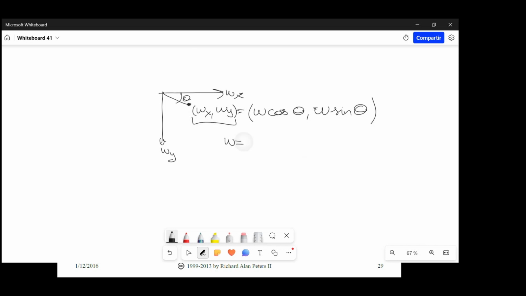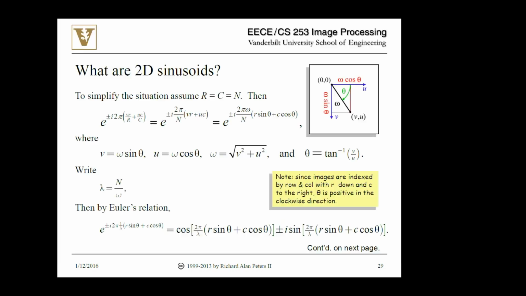So omega is the length, and theta is the arc tangent of omega y divided by omega x. So these are the polar coordinates, with this length and this angle. And then we can express it in whichever way. You may use Cartesian coordinates or you may use polar coordinates. Here we have the polar coordinates.